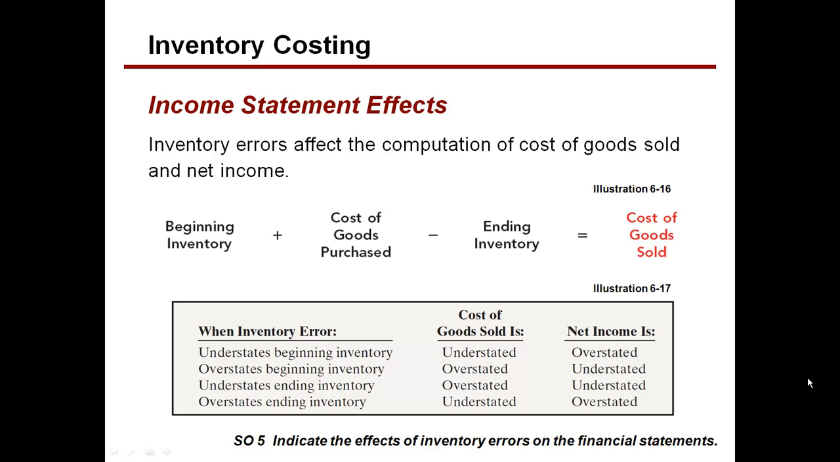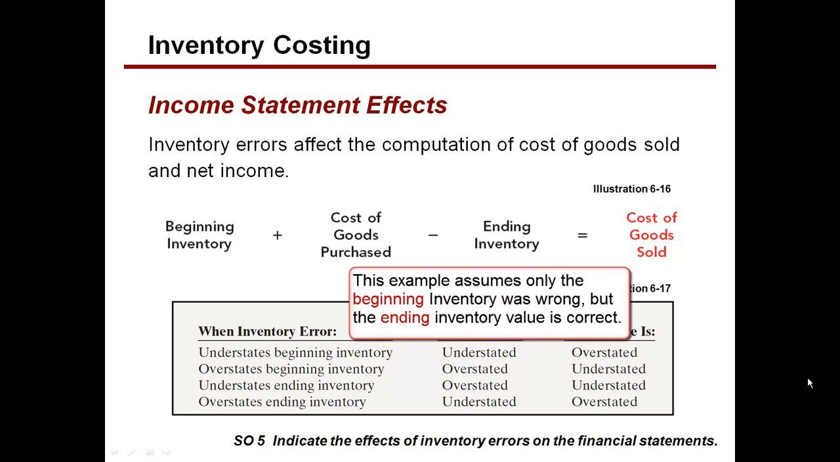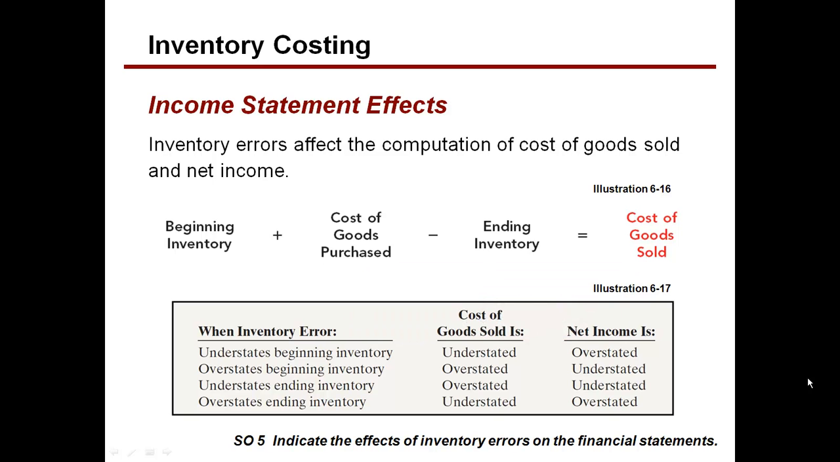For instance, if an inventory error occurs where the beginning inventory is understated, the pool of dollars is understated, and therefore the cost of goods sold for the current period is understated, and net income is therefore overstated. If the beginning inventory itself is overstated, the pool is overstated, and if ending inventory is correct, cost of goods sold is overstated, again because that pool had more dollars in it than it should have.